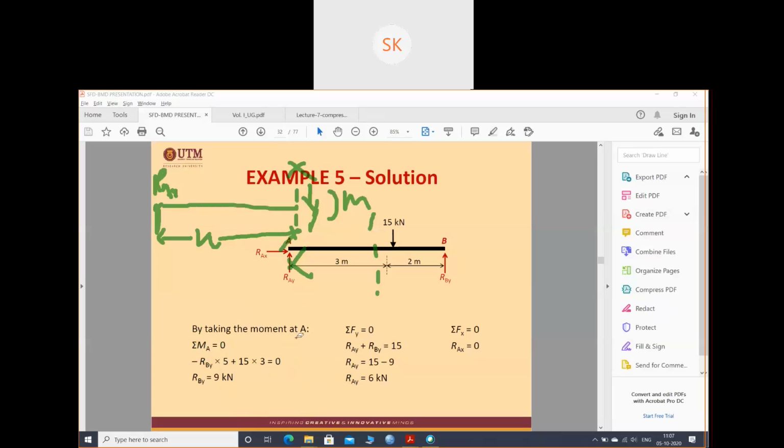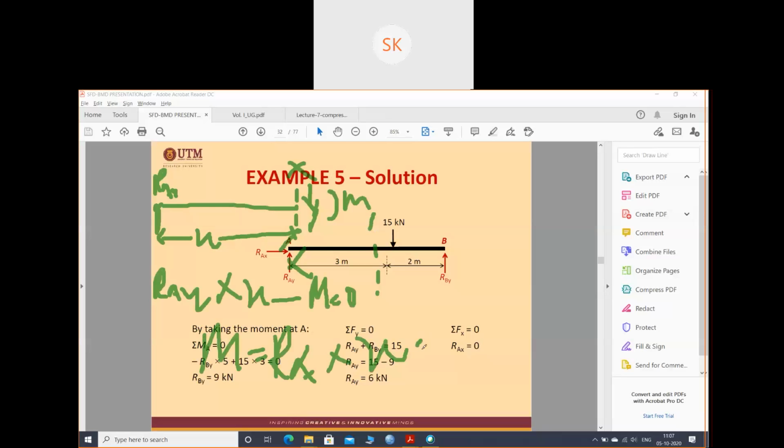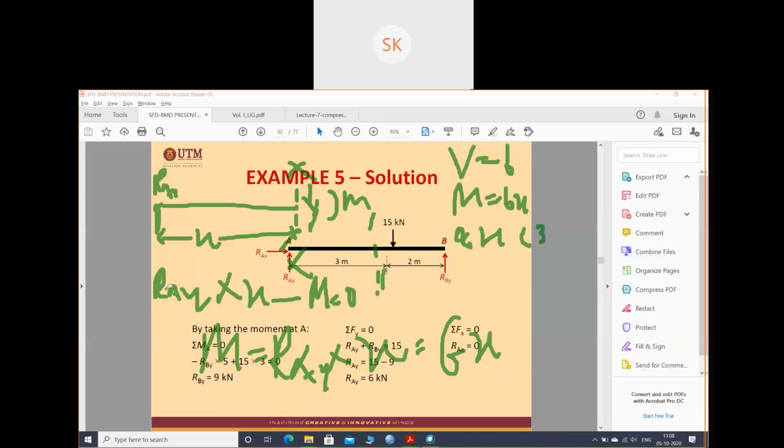Now we'll move to the moment part. Now moment about this XX section. So what will be? RAY into X minus this anti-clockwise moment equals to 0. So my moment is nothing but RAY into X, and RAY is 6, so 6x. Now I have V is equal to 6, M is equal to 6x, right? And I have a condition of X from 0 to 3. I have found the V value, I have found the M value. Now I need to find the values at the limits of x.